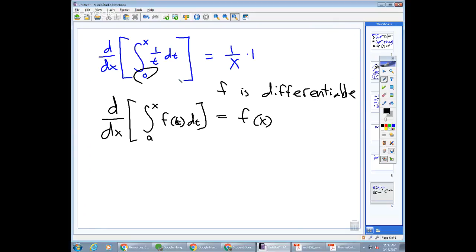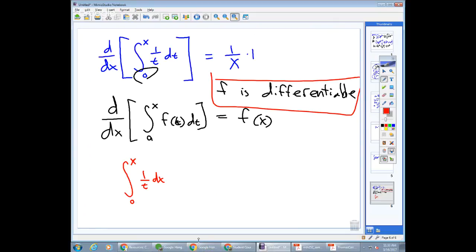Okay, so if we do this by the slow method, and the slow method would be to first consider the integral from 0 to x of 1 over t dt, right? The fundamental theorem allows us to skip this step if f is differentiable. And the problem here is 1 over 0 is undefined. Oh, I put an x there. That should be a t, yeah. That's undefined. So this is an improper integral. So I have to rewrite this as the limit as a goes to 0 of the integral from a to x of 1 over t dt.